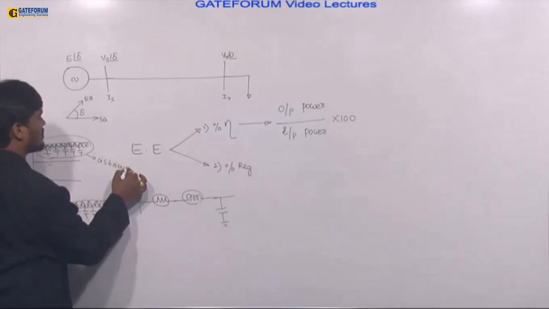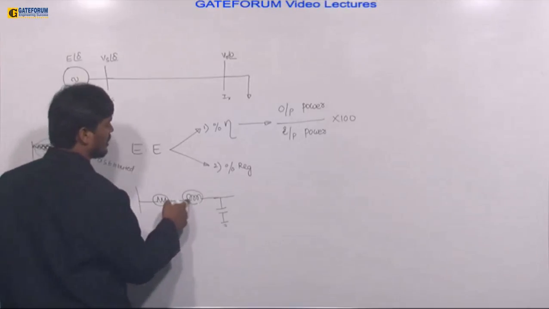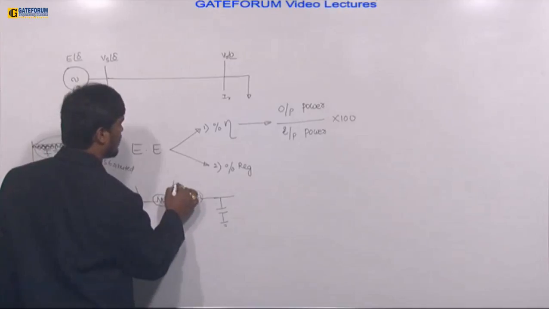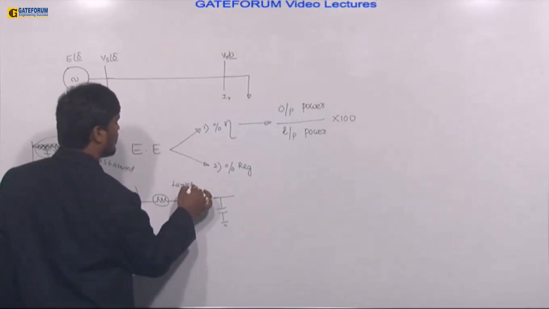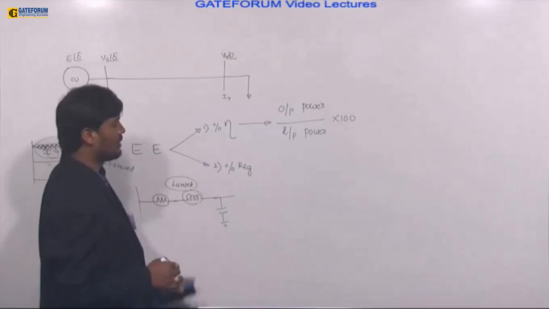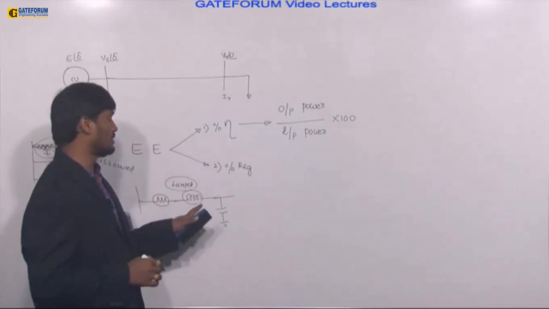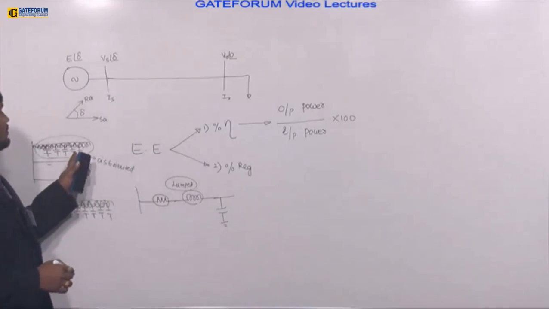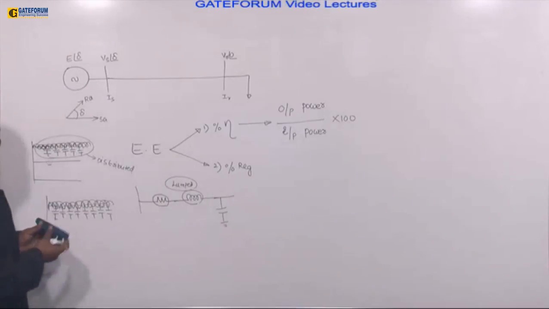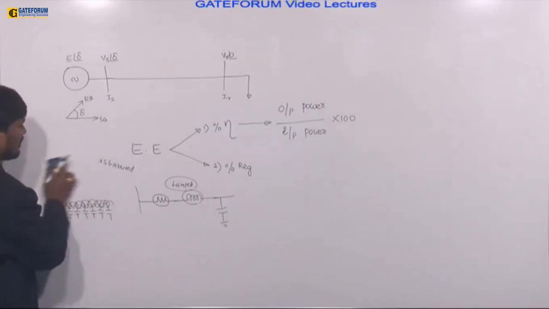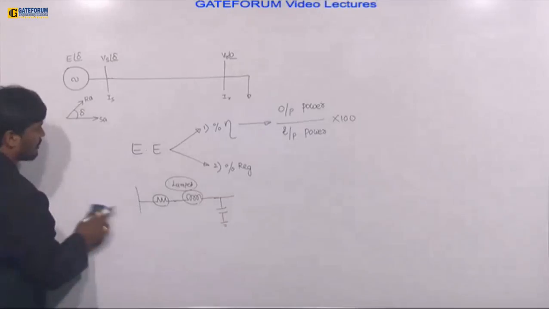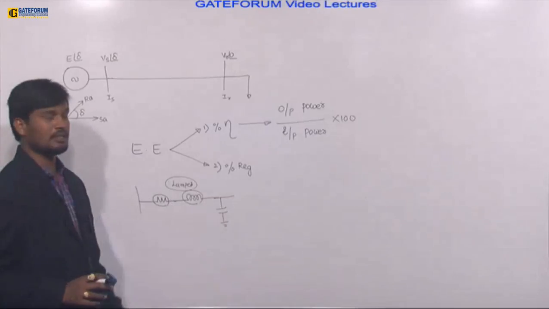Already you studied network analysis. Here R, L, C are separated. This representation is lumped representation. The advantage of lumped representation is that we can apply KCL and KVL very easily. But for distributed elements we can't apply KCL and KVL. That is the reason why, for lumped representation, the RLC elements are separated.